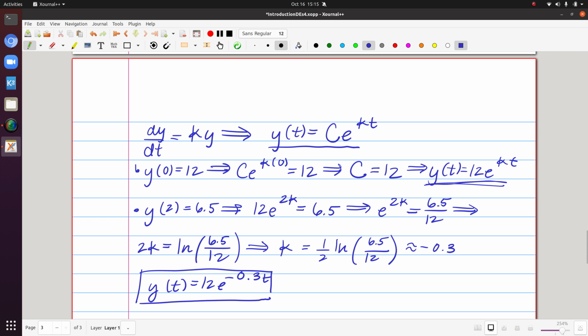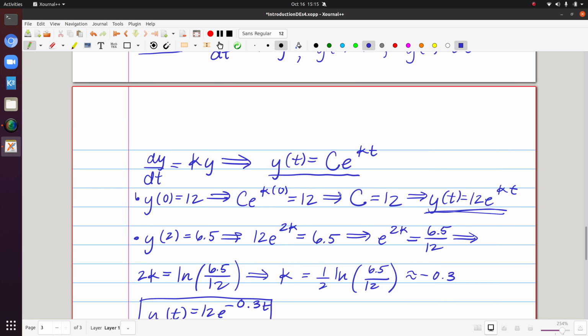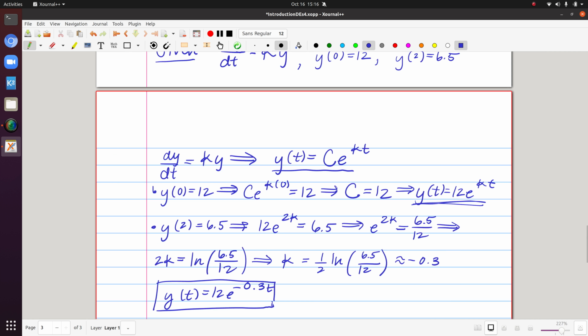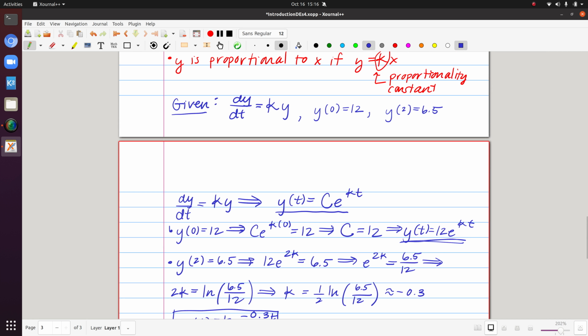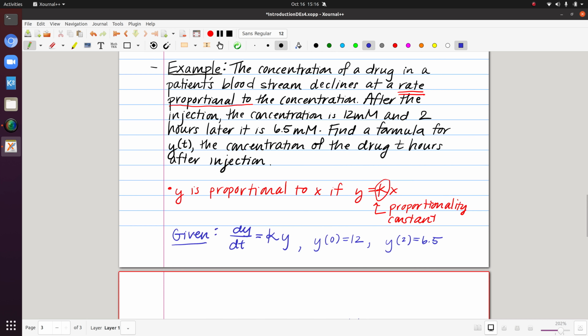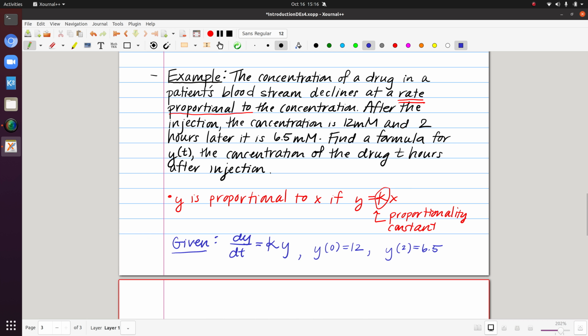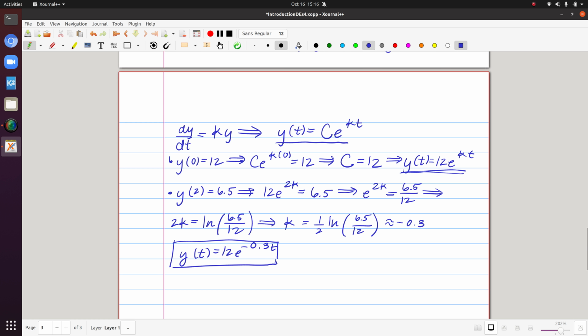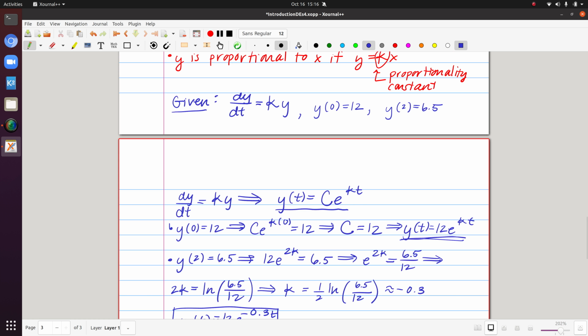Now, when you're working through these kinds of applications, it's not a bad idea to think if your answer makes sense. And in particular, what I'm talking about here is that I should have expected a negative k value because we would expect the concentration to go down. It says decline, so we would expect that to decrease the longer we move away from the injection. So if I had ended up with a positive k in this problem, I would have known I had made a mistake somewhere. So that's one thing to think of.